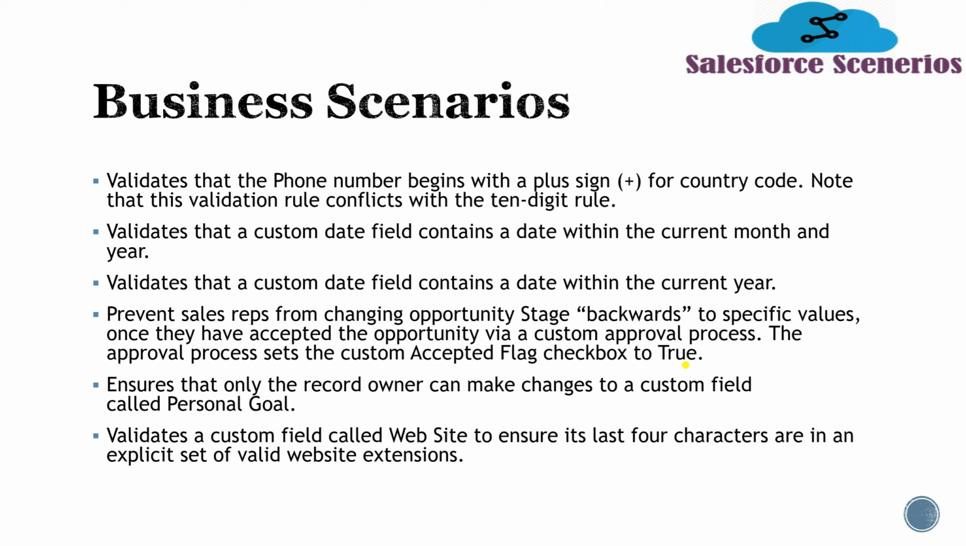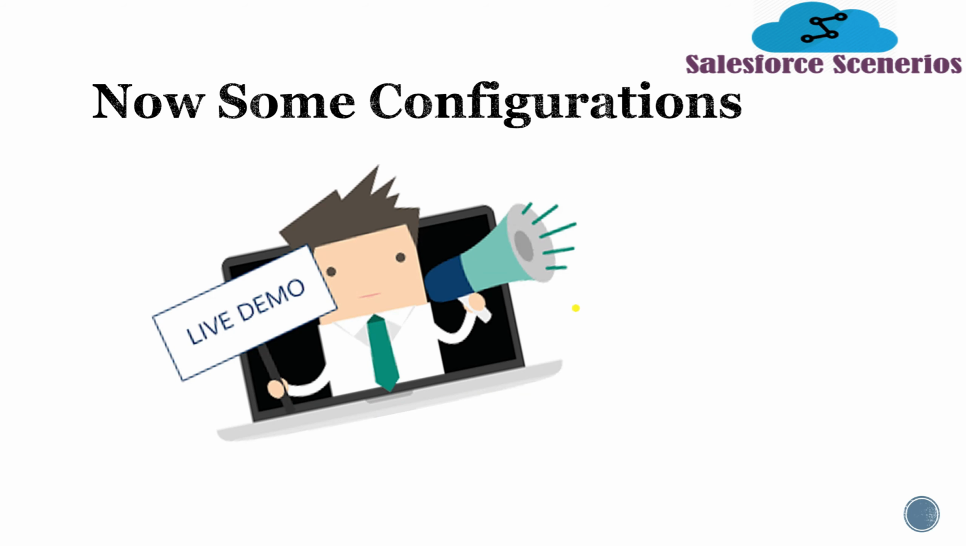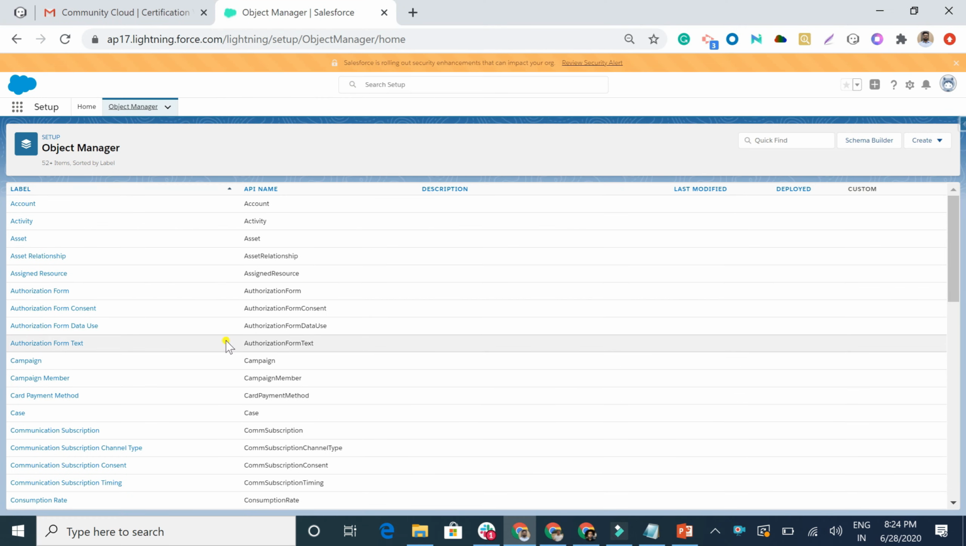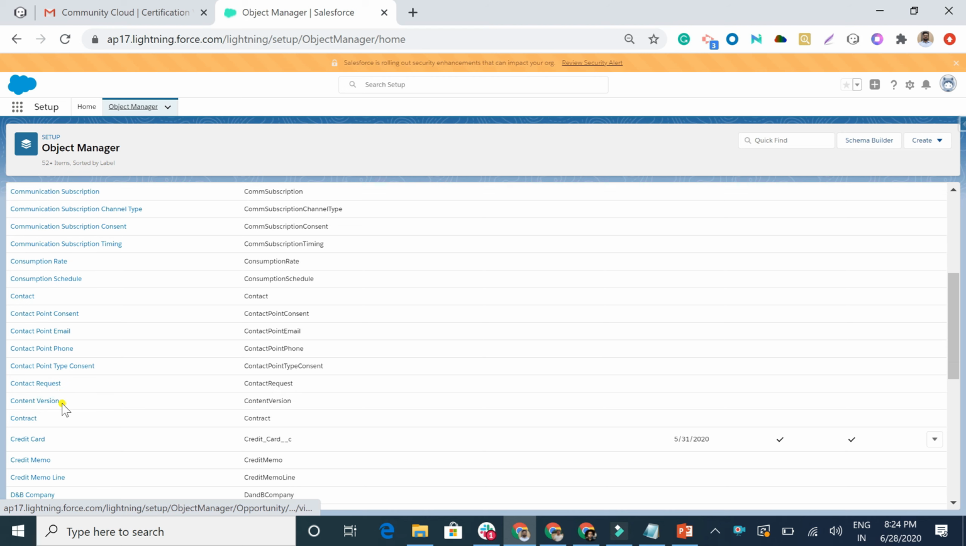Now we'll take care of some configurations, some hands-on challenges for the scenarios we discussed previously, implementing them in our Salesforce organization. First scenario: validate that the phone number begins with the plus sign for country code. I'll move to my Salesforce org and take this on my contact object.